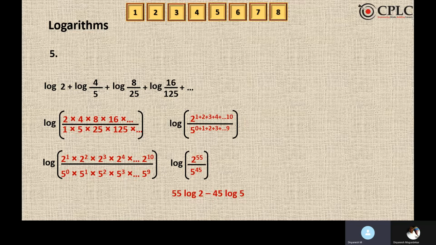Again, this is not present. So what else you can do is take out something common from both the terms. You'll be left with 5 times 11 log 2 minus 9 log 5 as the answer of this simplification, which is option 3 for the fifth question.